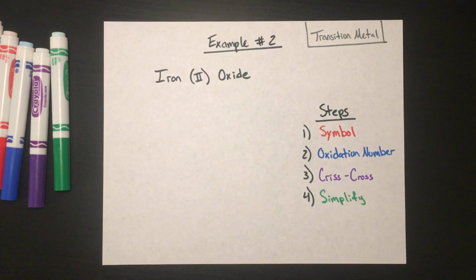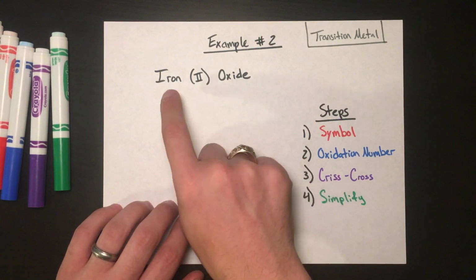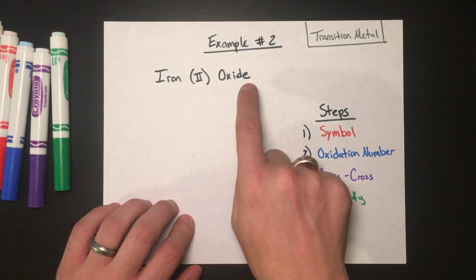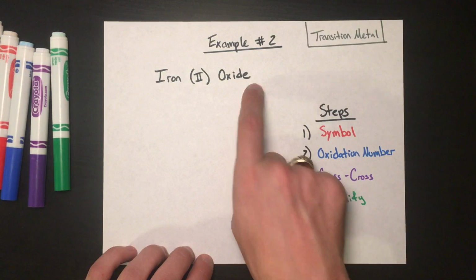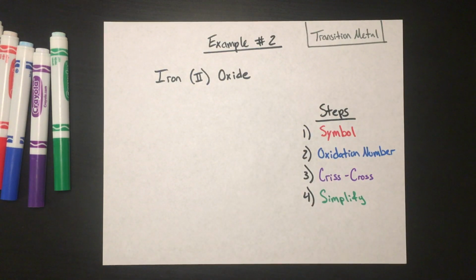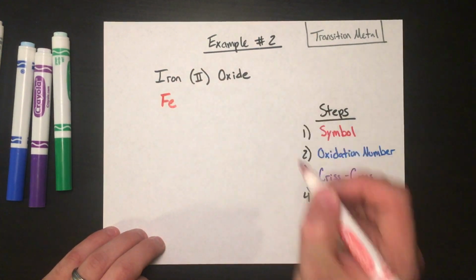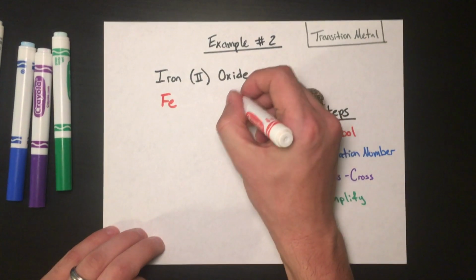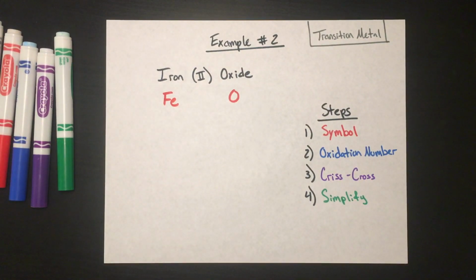Now let's try an example with a transition metal in it. This compound, iron(II) oxide, has a transition metal of iron and a main group element of oxygen. Remember that "ide" is just an ionic form of that element. So for this one, we're going to write our symbols. Iron is Fe and oxide is O. Then you might be asking, well, you didn't tell me how to do the transition metals.